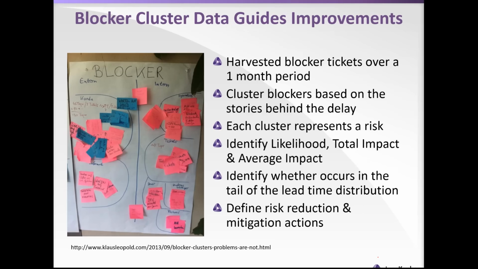What about blocker clustering? In this photograph, Klaus Leopold has coached one of his clients to harvest the blocker tickets from their Kanban board over a period of a month, and then to cluster them, and they've separated them into external sources of delay and internal sources of delay, and then the external ones are customer and supplier, and the internal ones, there's 5 different groupings there. Well, these harvested blocker tickets, we can record how many days blocked, and from the cluster we can determine the likelihood of a blocker happening to any ticket over the next month. That's the percentage of tickets that blocked.